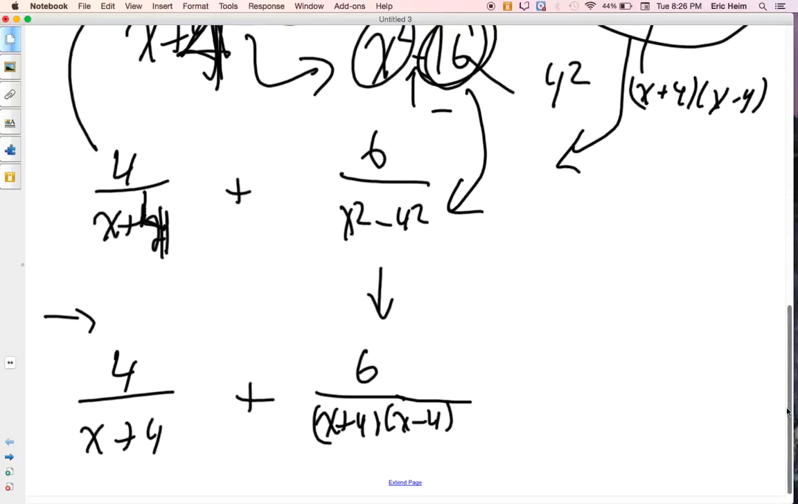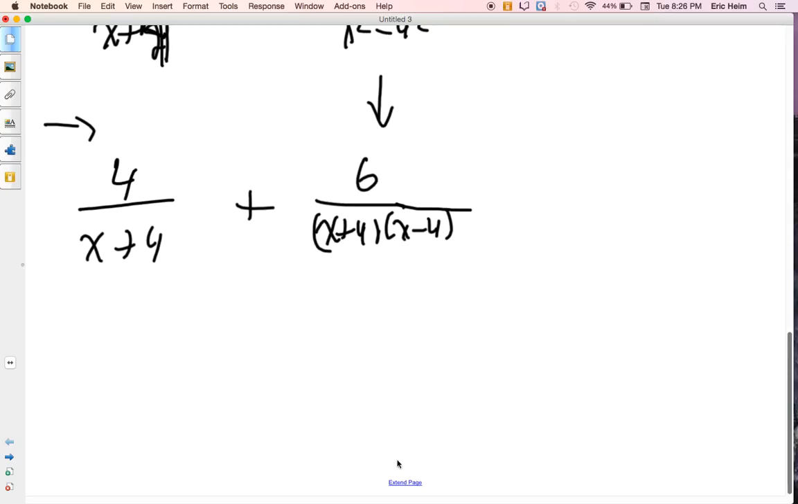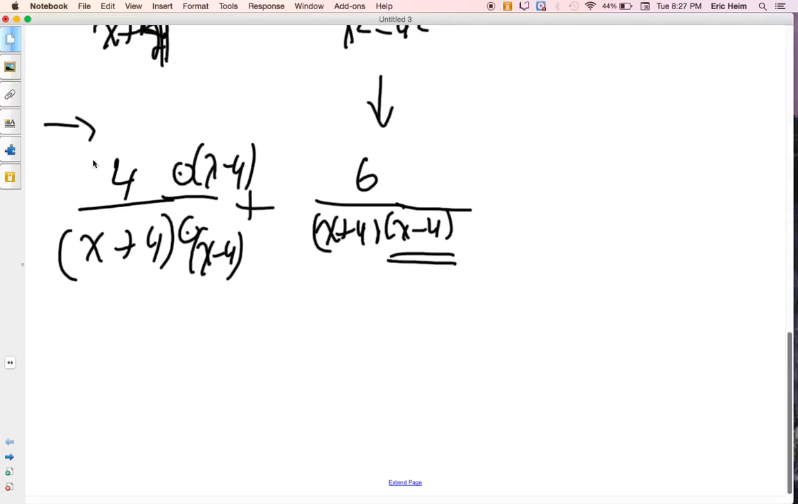Now, we want to make the denominators the same, but they're still not the same. This one has an extra x minus 4 in it, so we need to have x minus 4 on this side as well. But that's very simple. We just write it in on the top and the bottom. You can do that to a fraction. Multiply the top and the bottom by the same thing, and you have a valid equality. You haven't really changed it. So I'm going to put x minus 4 at the bottom, and x plus 4 times x minus 4 at the bottom, and 4 times x minus 4 at the top. This is still the same fraction, so I'm allowed to do that.